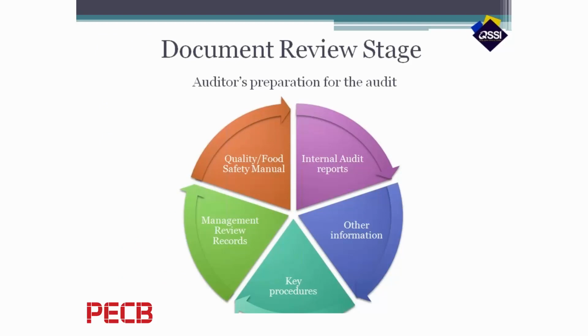The next stage is usually the document review stage, where the auditor prepares for the audit. So they may look at your manual, they may request your internal audit report, they may request other information, they may request some key procedures, they may request your management review records, but normally one of the first things they ask for is your food safety manual, and they would also determine or develop their audit plan from review of your food safety manual.